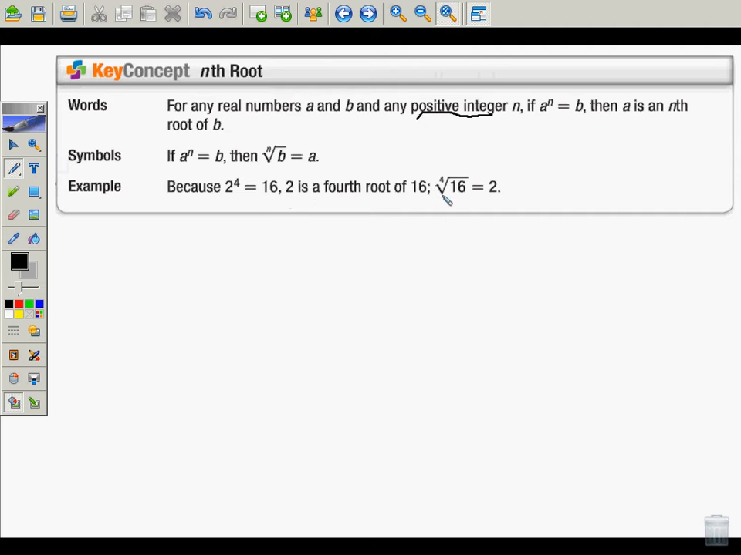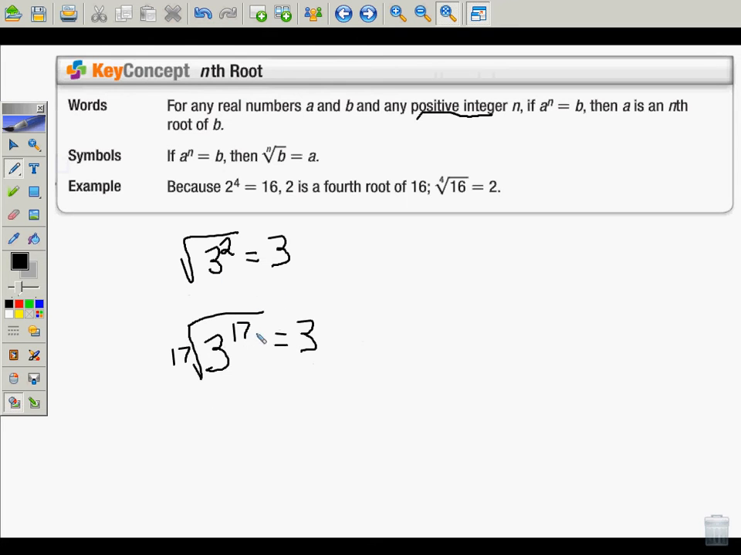So for example, if I take the 4th root of 16, it equals 2. This is something you probably already know because you know the square root of 3 squared would just be 3. So now all this is saying, if I take anything raised to, for example, 3 raised to the 17th power, and I take it to the 17th root, it would still be 3. It's just kind of inverse operations, okay?